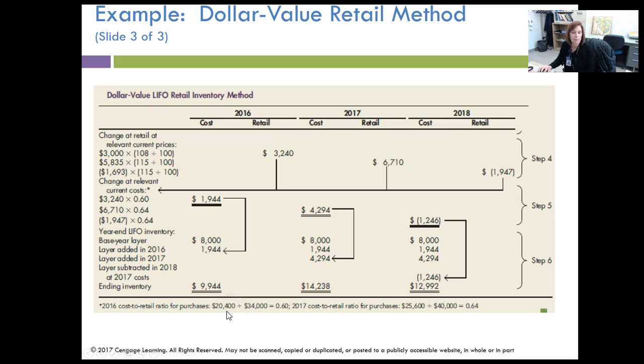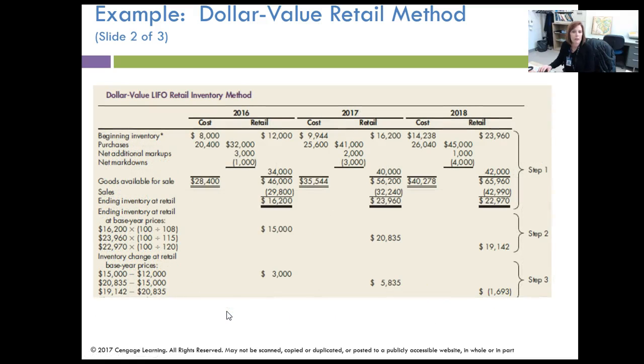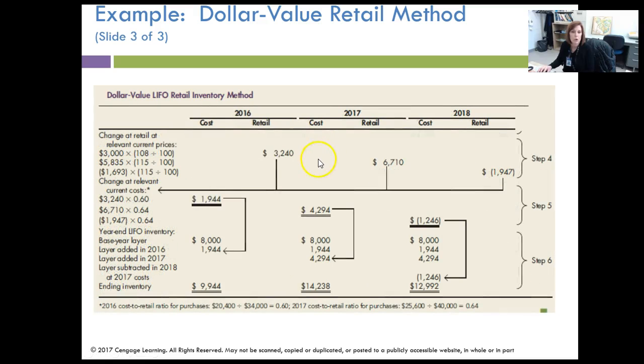2016, so for 2016 we had purchases at cost of 20,400 and at retail of 32,000. For 2017 we had 25,600 and 41,000. And then because 2018 was a decrease, we default backwards to the most recent layer added, which was 2017, which is why we're going to use this ratio twice.